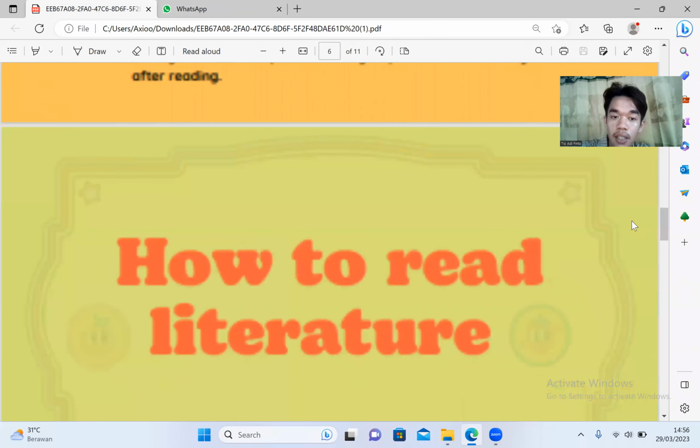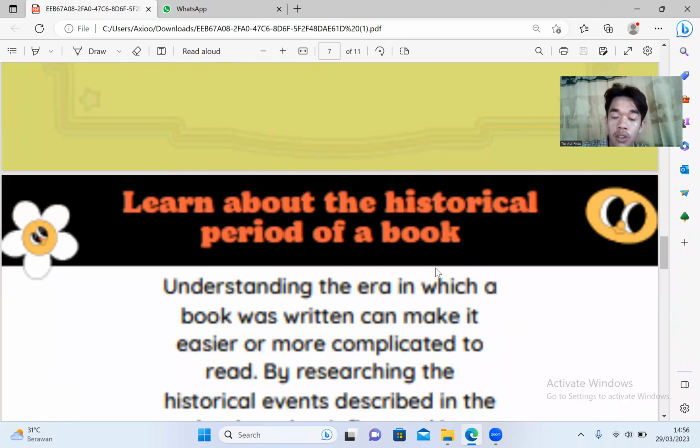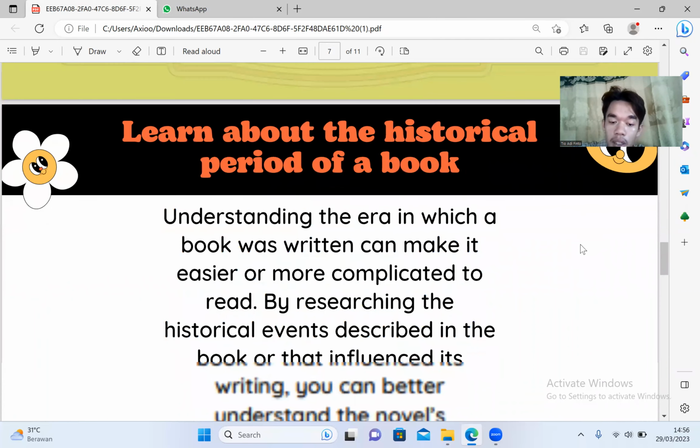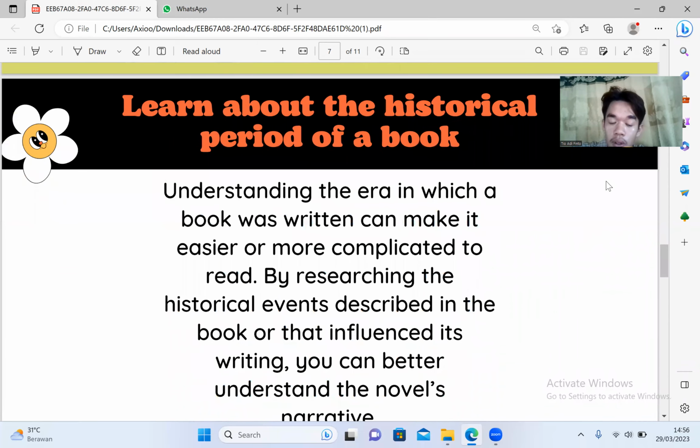And next, how to read literature. The first is learn about the historical period of the book. Understanding the era in which a book was written can make it easier, or less complicated, to read. By researching the historical events described in the book or that influenced its writing, you can better understand the novel's narrative.